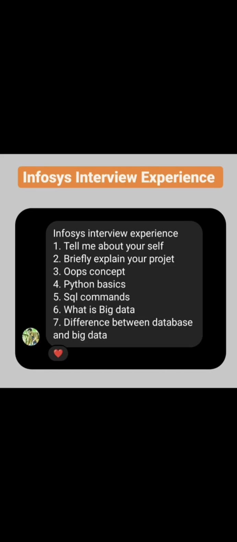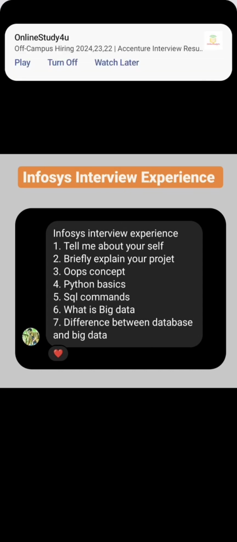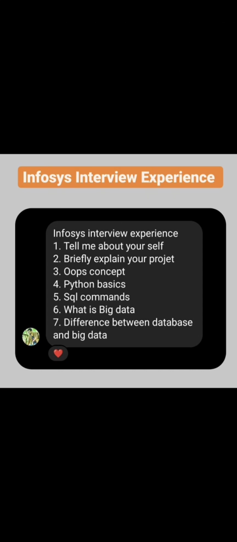Today I will discuss the latest Infosys interview experience, and this is the interview conducted by Infosys. Firstly, tell me about yourself, then project explanation, then OOPS concepts, then Python basics, then SQL commands, then what is big data and the difference between database and big data.